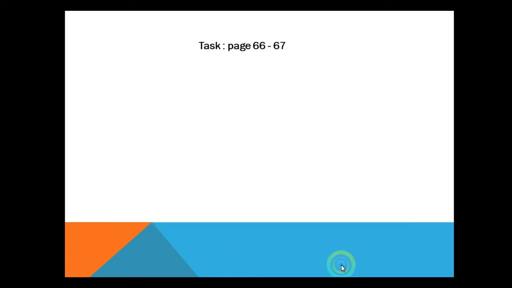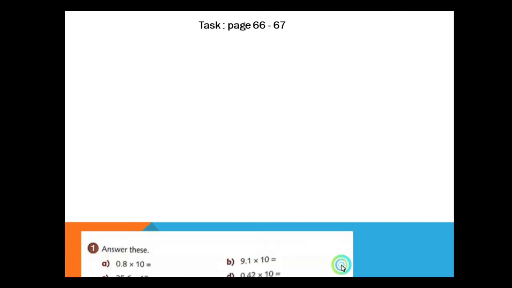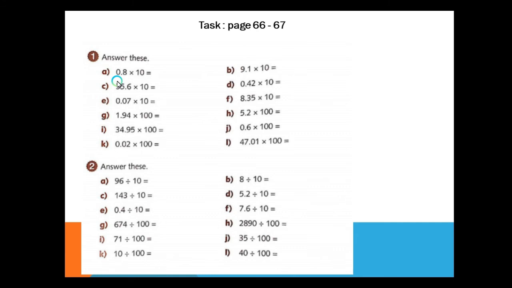So let's go to the task, page 66 to page 67. Now here, 0.8 times 10. What is going to be your answer? You write it, following the rules: move to the left, move to the right. Move to the left is multiply. Move to the left 1 place is tens. Move to the left 2 places is 100. So we'll use that rule to solve the question.